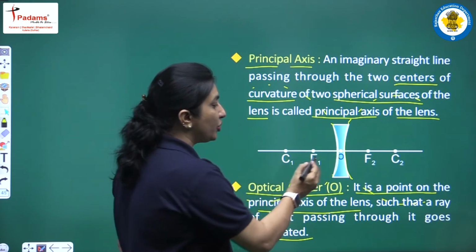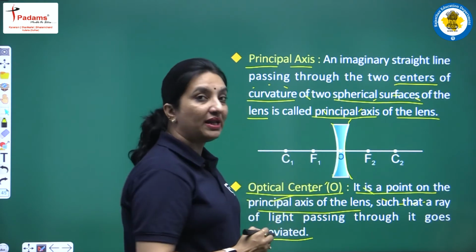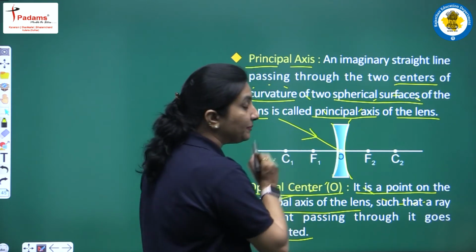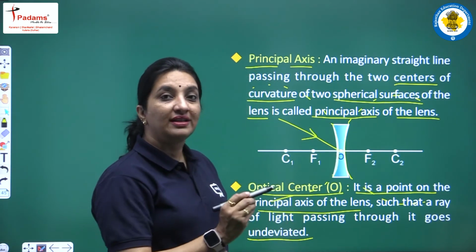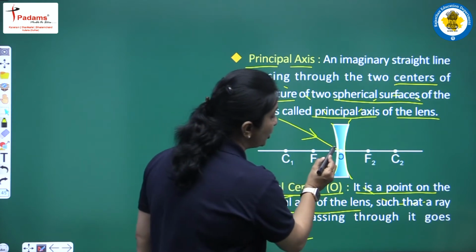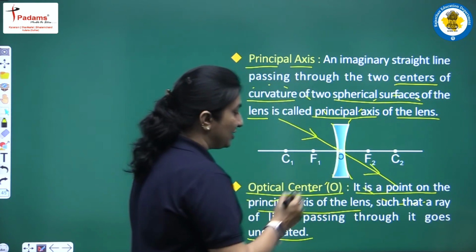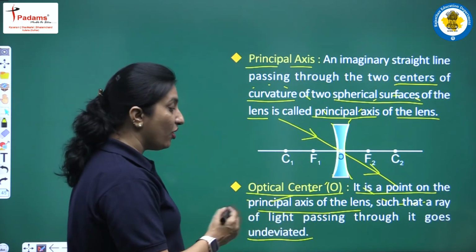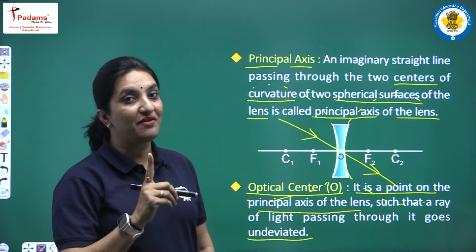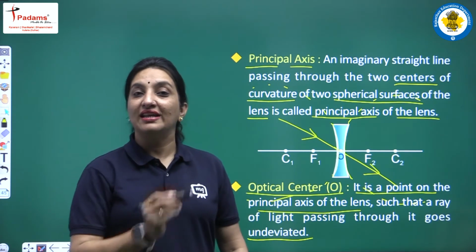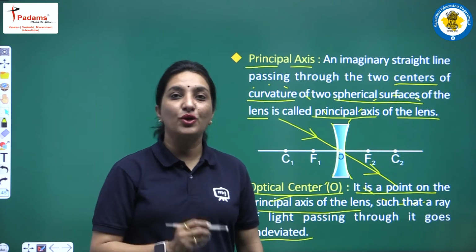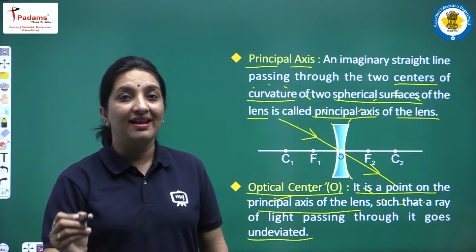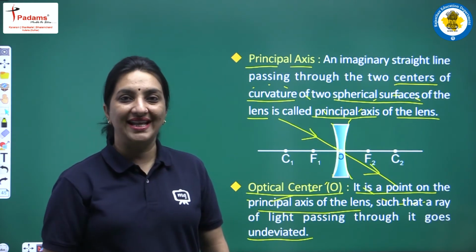Now students, this is the case for thin lenses. Here also, O is the optical center for this concave lens, and any ray of light which is incident on this point O will go straight, undeviated. So the optical center is the point on the principal axis of the lens such that a ray of light passing through it goes undeviated, सीधी निकल जाएगी, यानी कि जो भी इंसिडेंट रे ऑफ लाइट ओ से पास होगी वो स्ट्रेट निकल जाएगी, उसमें कोई भी बेंड नहीं आएगा रिफ्रैक्शन के बाद लेंस से.